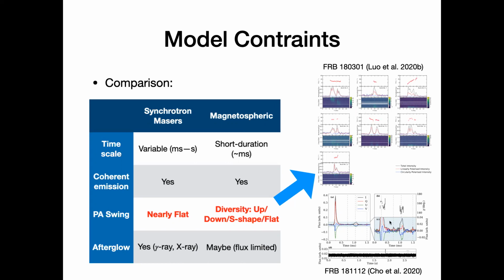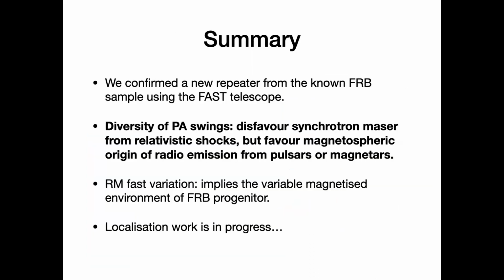And one thing I want to mention is that an apparent non-repeater discovered by ASKAP also showed such PA swing, an S shape, but it's just one burst. In our paper, we show the diversity property of the PA swing. And to summarize, we confirm a new repeater from the known FRB sample with a fast test goal.